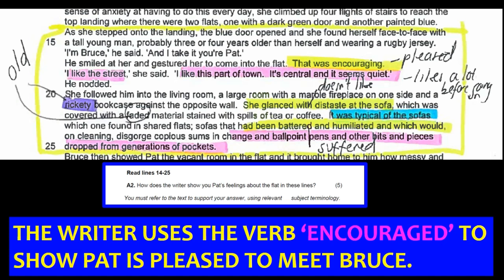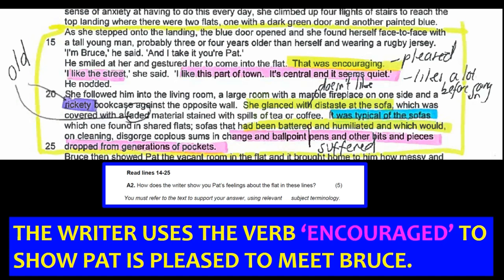So let's go through it. Straight away, she goes to the flat and it says that it was encouraging. That shows that she's pleased when she says hello to the guy. Then she says, I like the street, I like this part of town, it's central and it seems quiet. So really simply, that's telling us that she likes a lot about the flat before she even goes in.